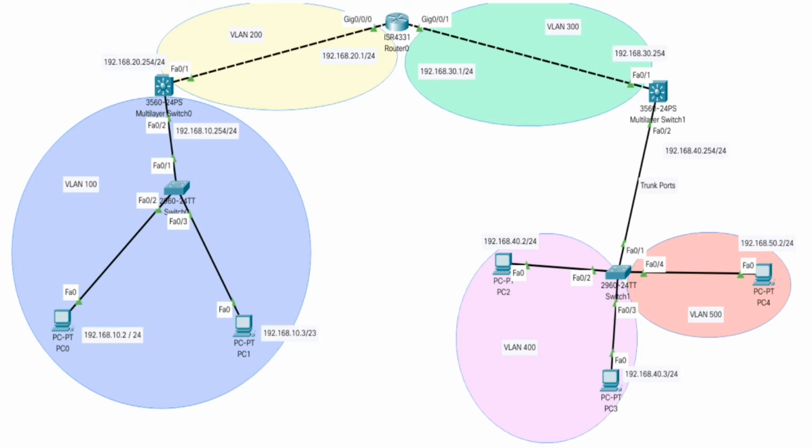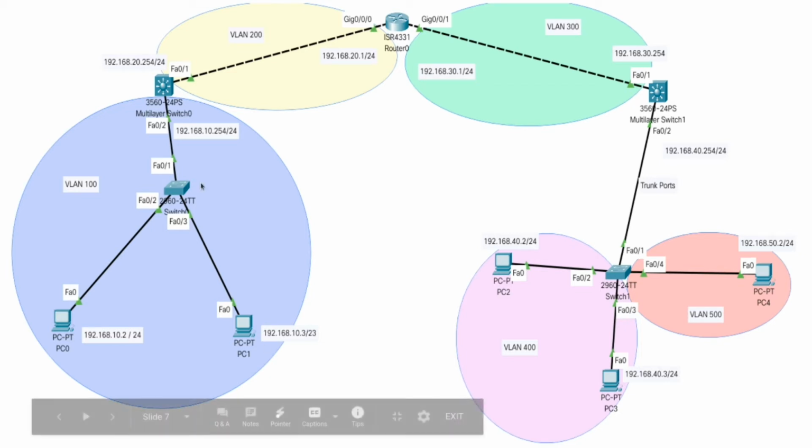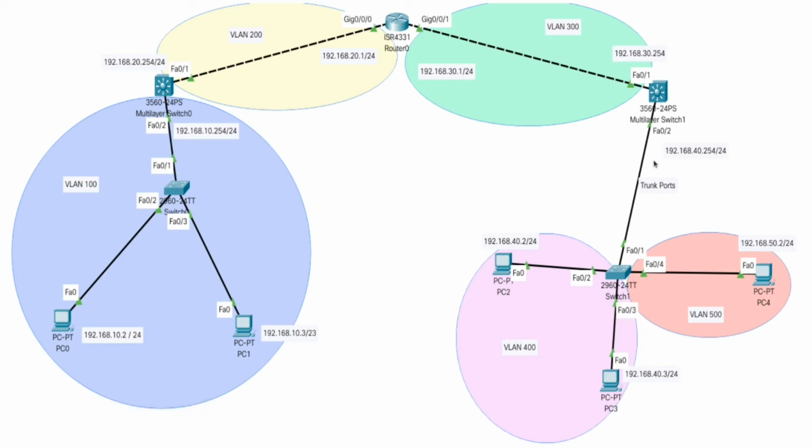And as you can see, the trunk port here is used so it can communicate with all the VLANs set for the trunk port. It is not set to a specific VLAN as the other ones you see in this picture. I will explain more in the demo exercise in the next video.